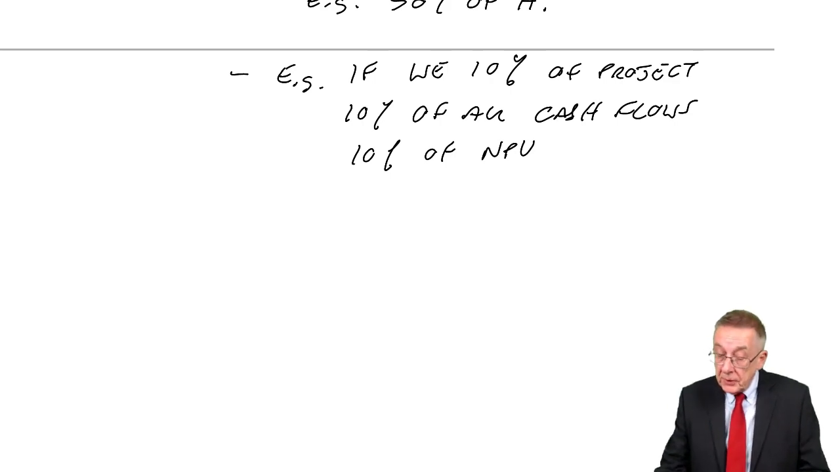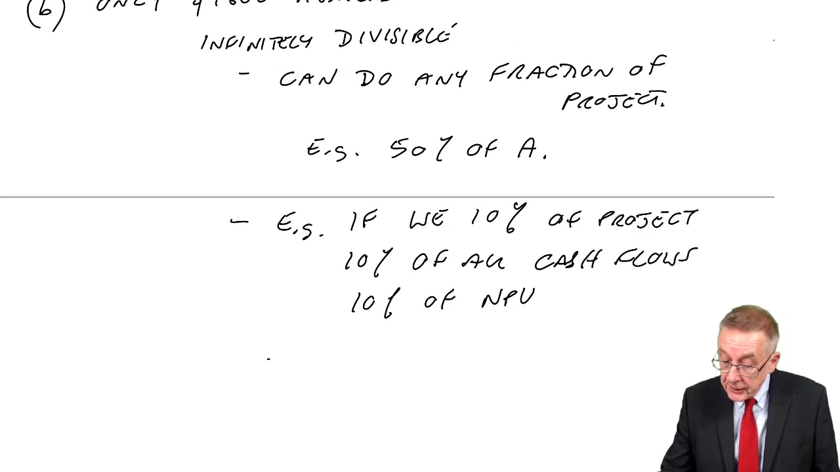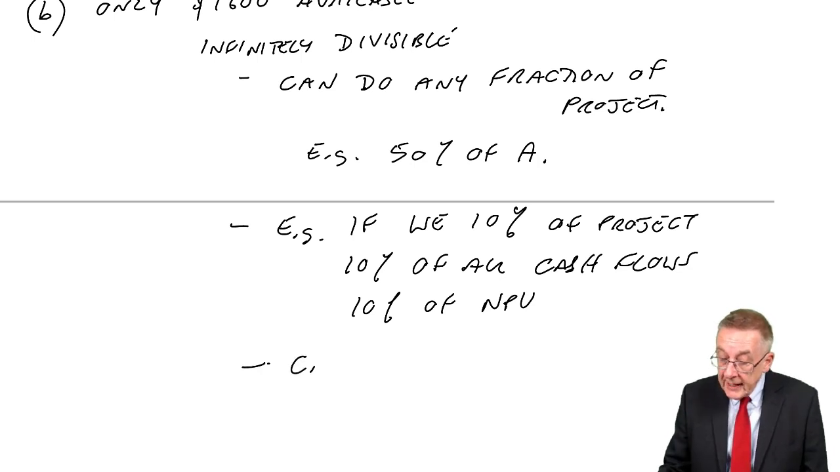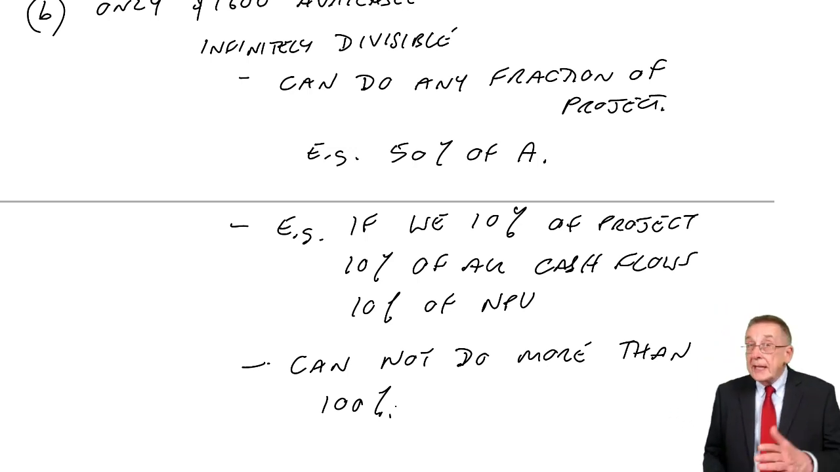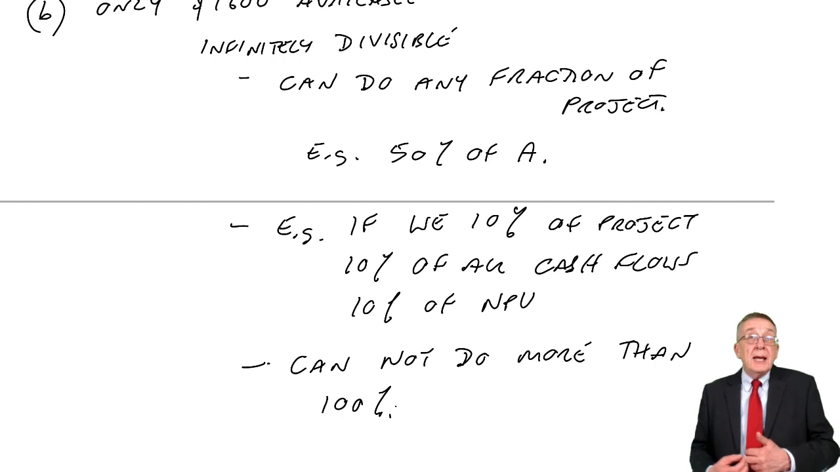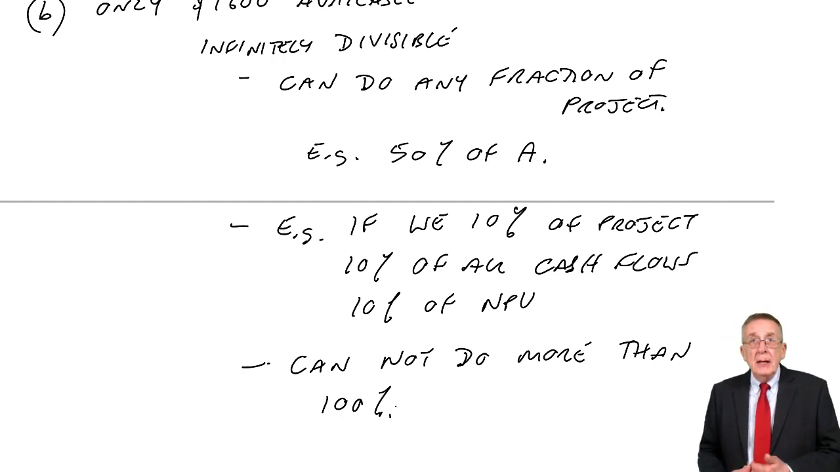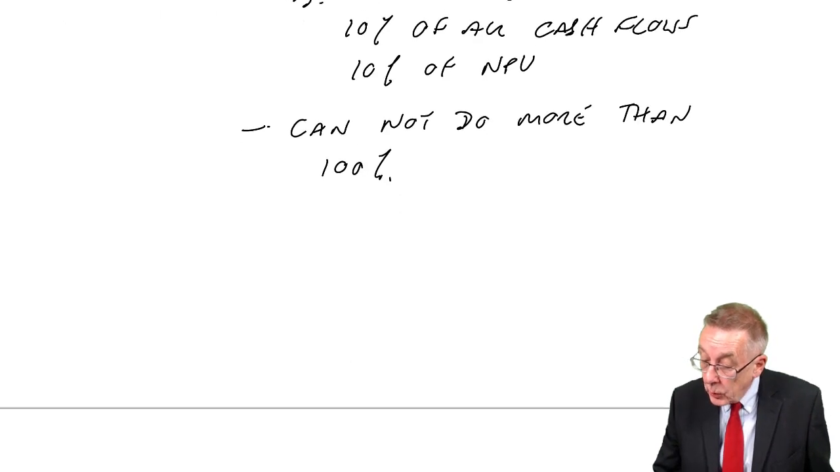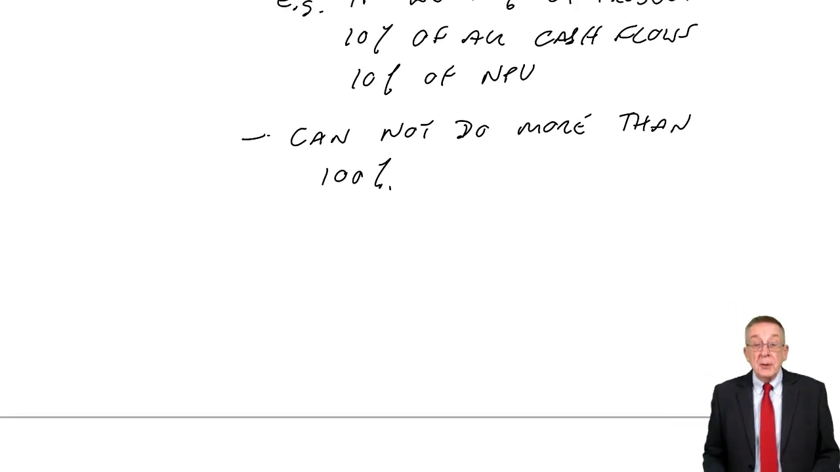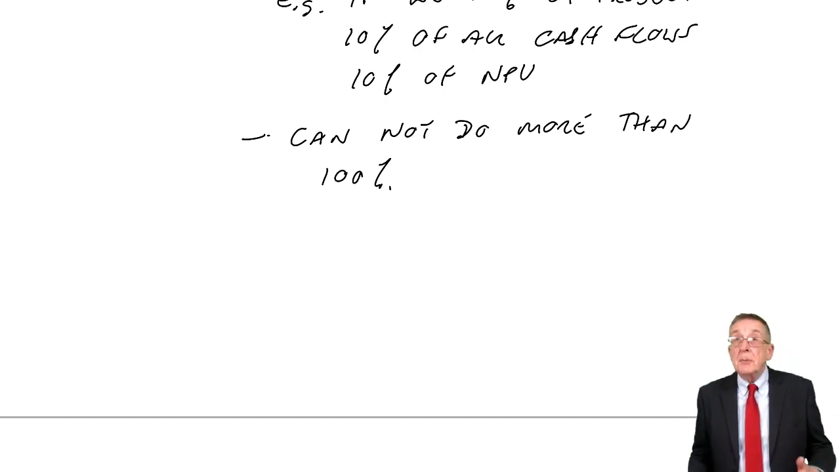And finally, with infinitely divisible, although we can do any fraction of a project, we cannot do more than 100% of each project. So I can do half of A if I want, but we can't do 2 A's. The maximum we can do of A is 100%. So there's the situation in B. The question is again, how are we going to invest the 1,600 available so as to get the highest possible NPV?